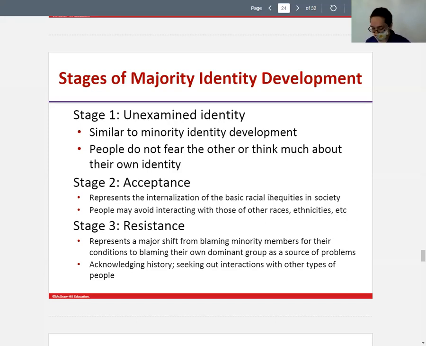Stage 2, the internalization and acceptance of basic inequalities in society. So understanding that these things happen, and you might feel a little bit of guilt for that when you come to understand that. And because of that guilt, you may try to avoid interacting with people who are different or people who are a minority because of some sense of misplaced guilt, or it's like, oh, I don't know how to talk to these people now that I've come to realize that there are inequalities in society.